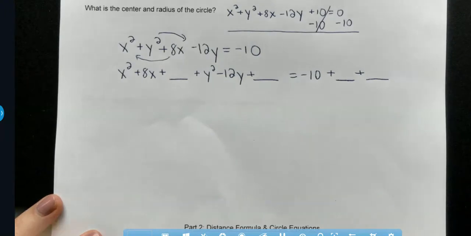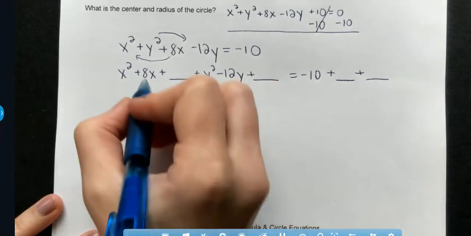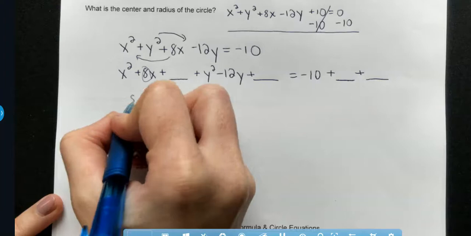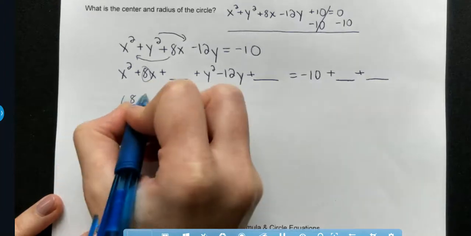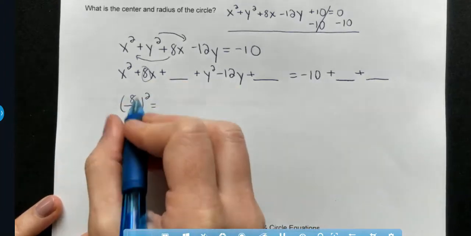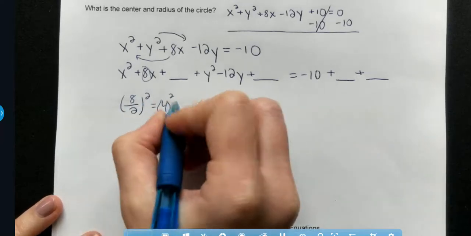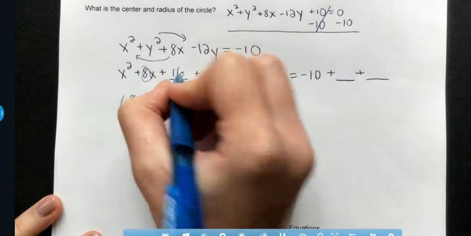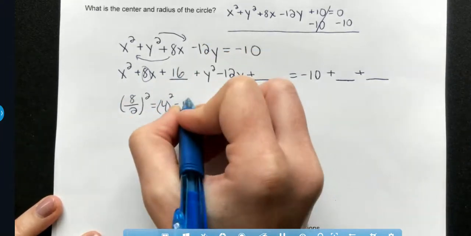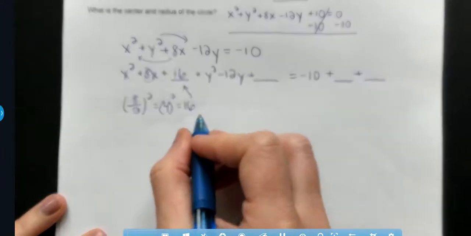Now I hope we all remember how to get what goes in here. We're going to end up taking this middle term, dividing it by 2, and squaring it. So 8 divided by 2 is 4. And 4 squared is 16. So that's how we get what goes in there.